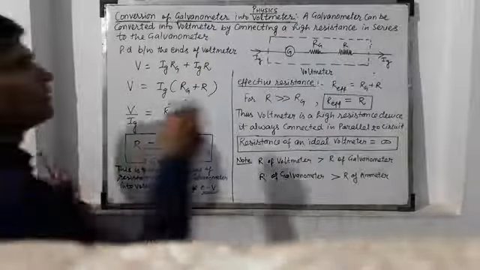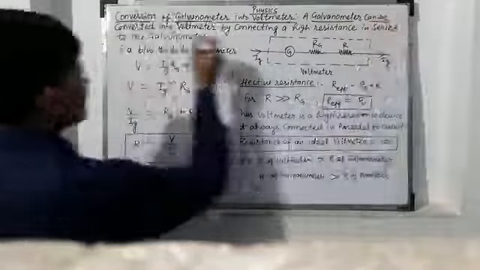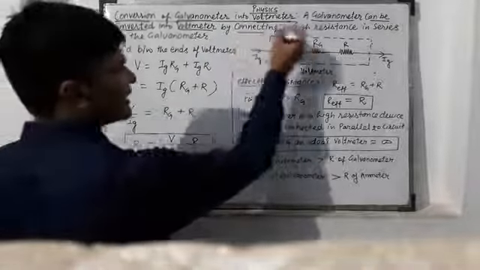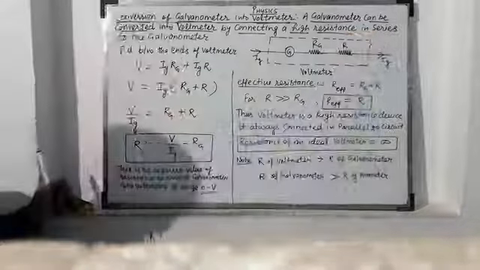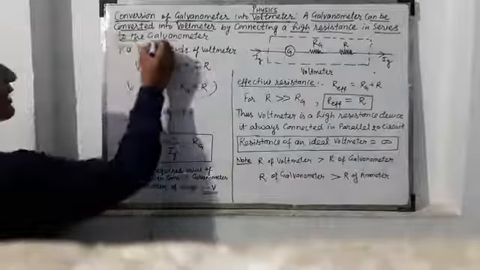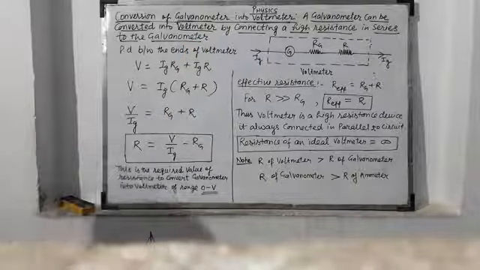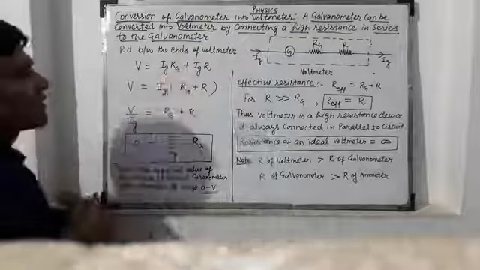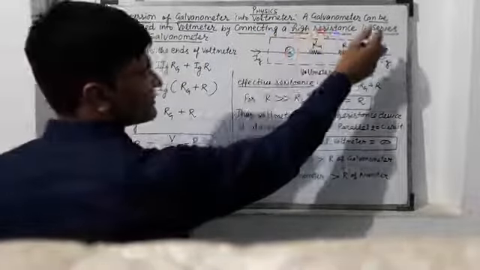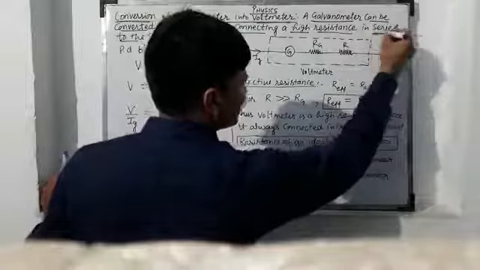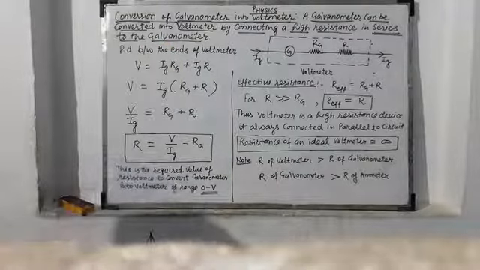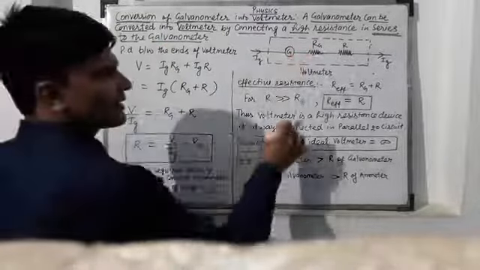A galvanometer can be converted into a voltmeter by connecting a high resistance in series to the galvanometer. Always remember this: for converting a galvanometer into a voltmeter, connect a high resistance in series to the galvanometer. This is represented by this diagram.